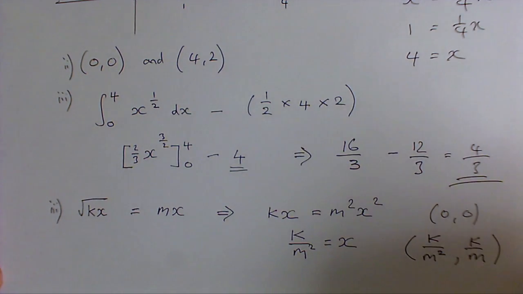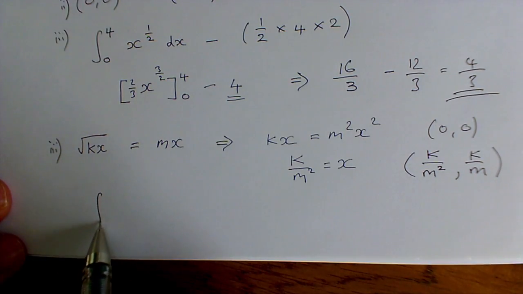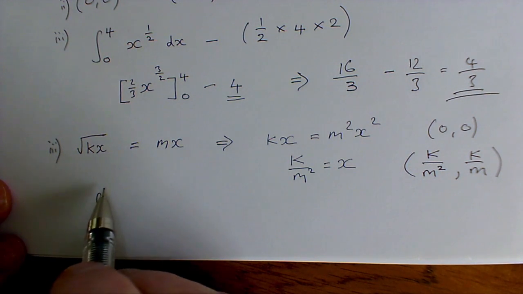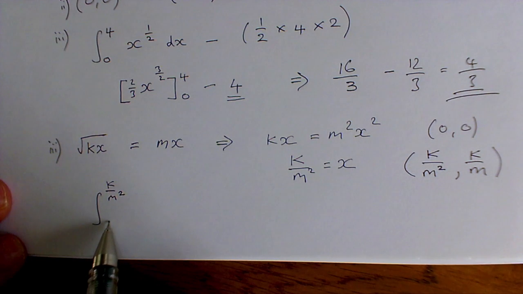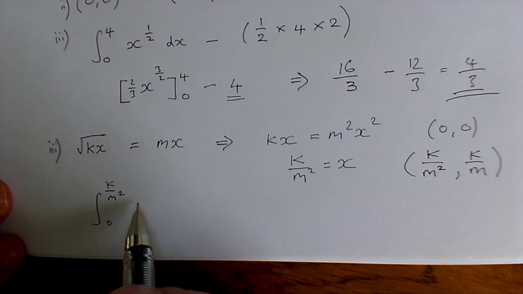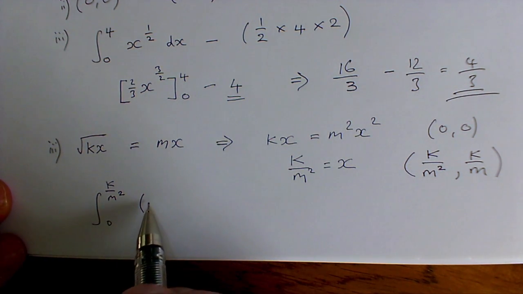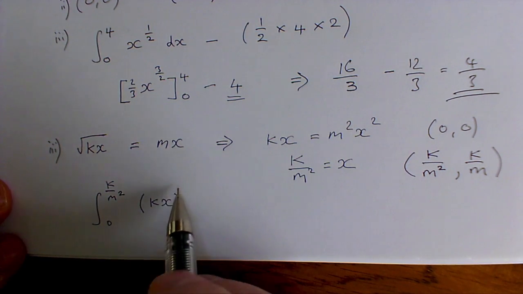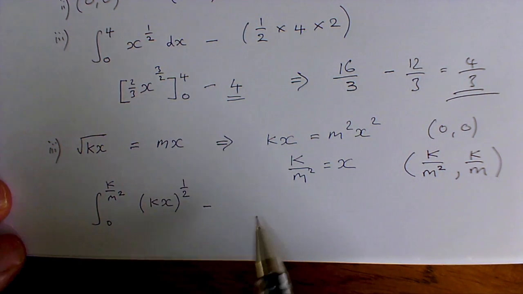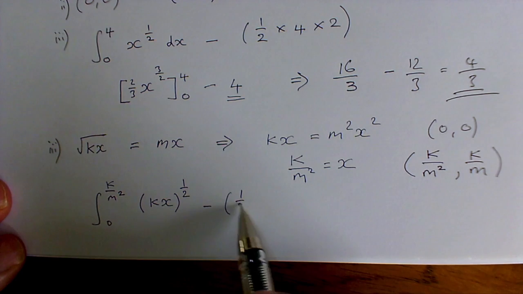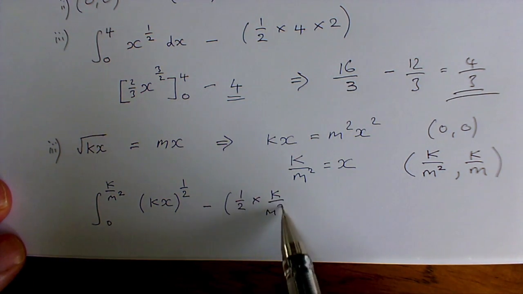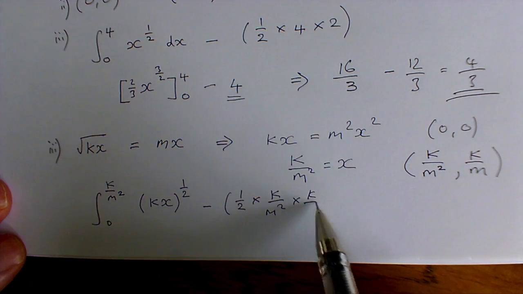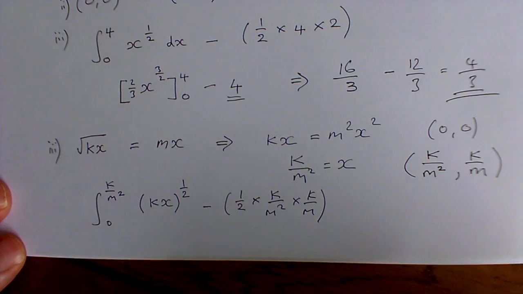Okay, so all we have to do now is integrate between, remember it's with respect to x, we're putting the x coordinates, k over m squared and 0, of the curve underneath, which is kx to the power of a half. And of course we're going to take away another triangle, and that's going to be half times the base, which we know is the x coordinate, and the height, the perpendicular height, which is the y coordinate, and that's going to work out quite nicely, in fact.